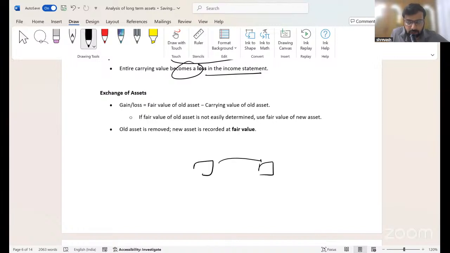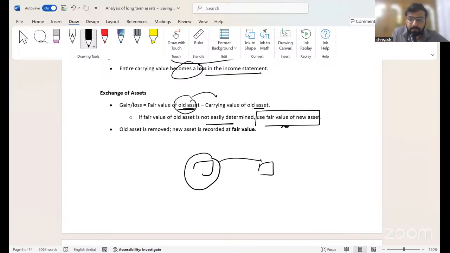The gain or loss on this exchange will be recognized as follows. The fair value of the asset that I have given up, the old asset, I will compare that with the carrying value of the old asset. And if the fair value of the old asset cannot be easily determined, I use the fair value of the new asset. And ultimately, the old asset is removed from the books of accounts and the new asset is recorded at fair value.